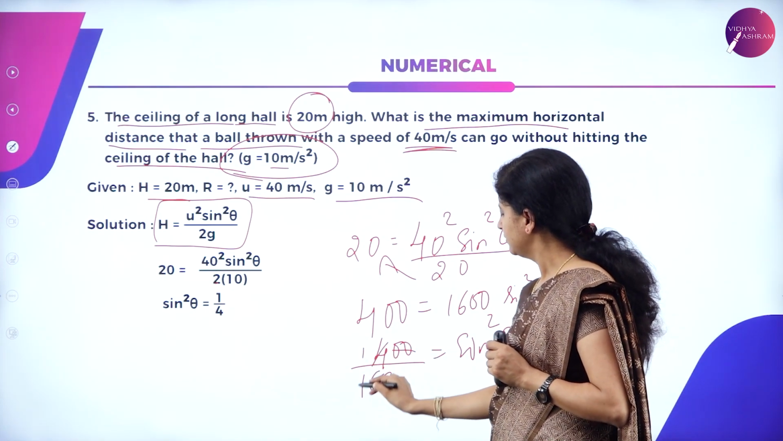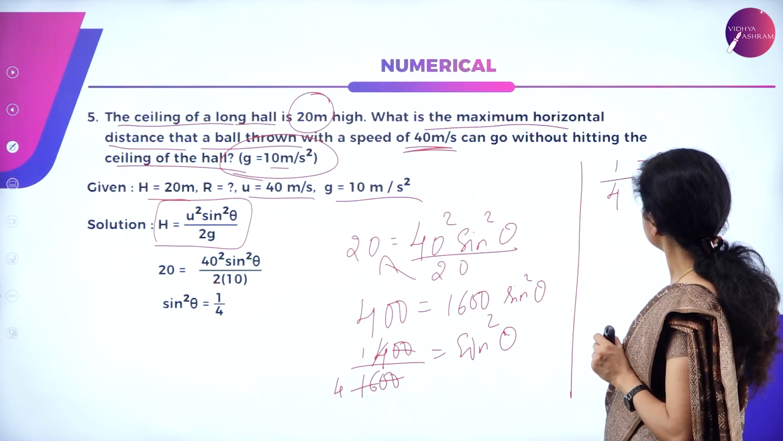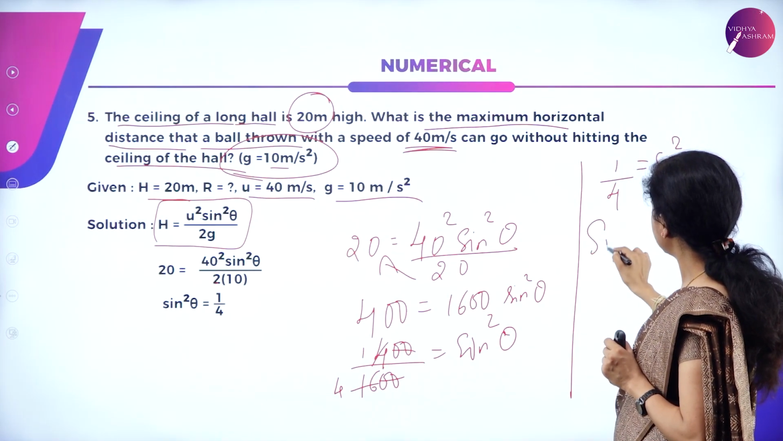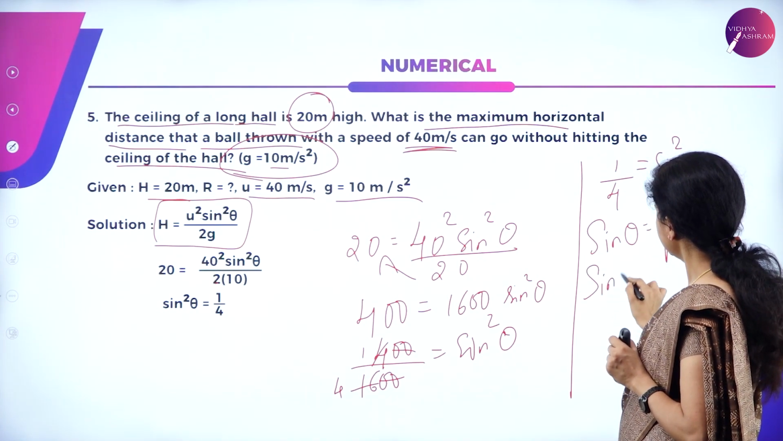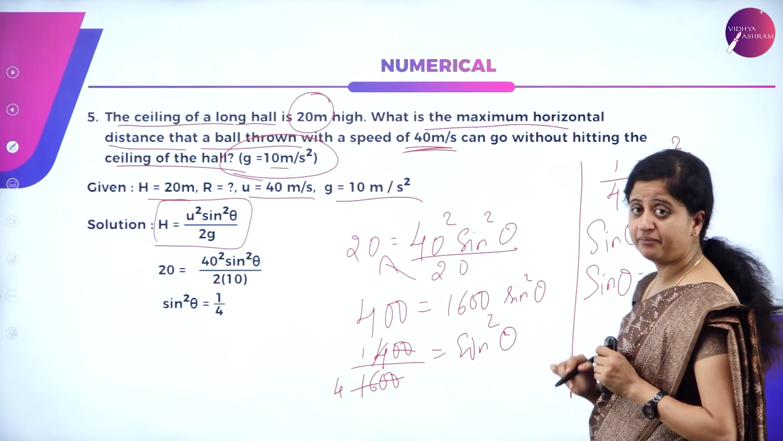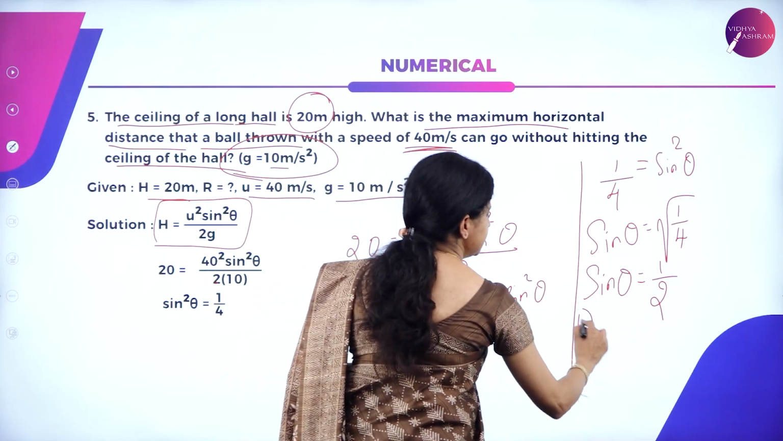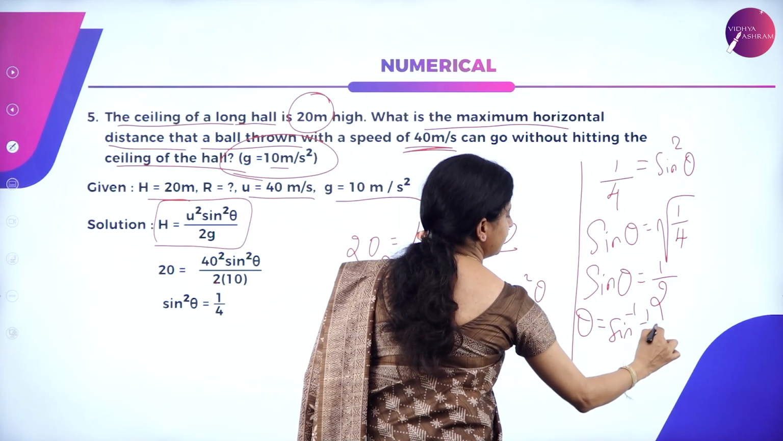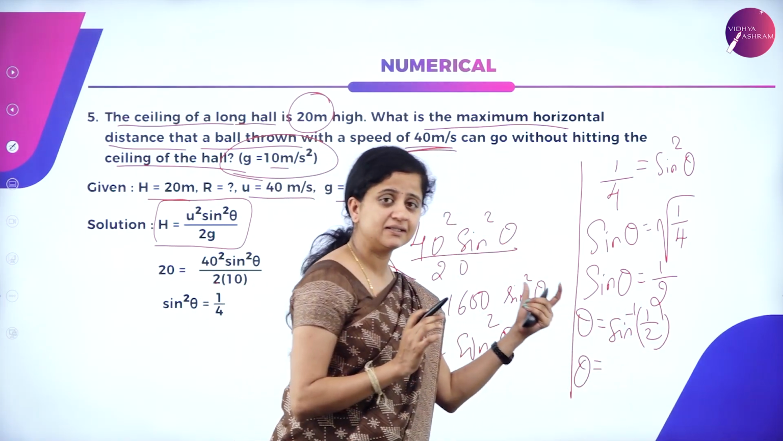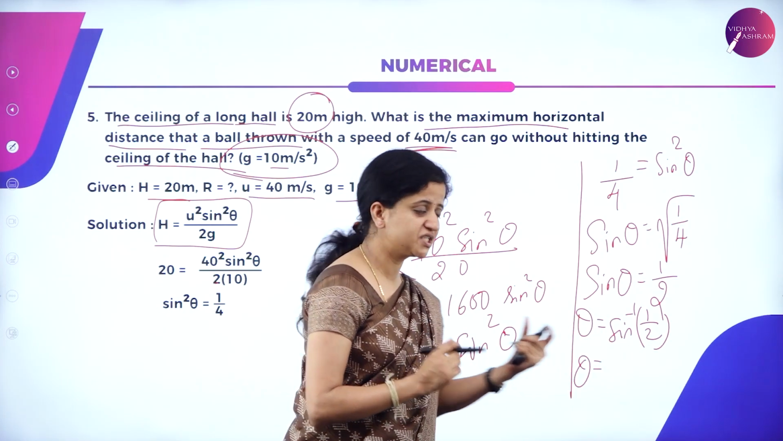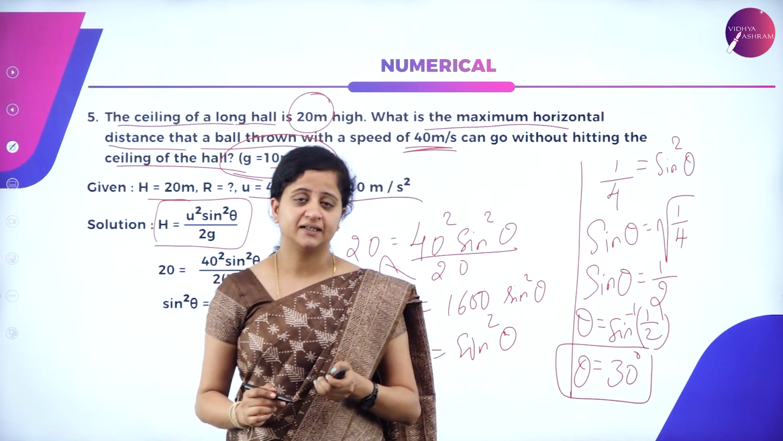We can say that 1 divided by 4 is equal to sine square theta, or we can write it as sine theta is equal to root of 1 divided by 4, or sine theta is equal to 1 divided by 2. So from this we can find the value of theta, that is theta is equal to sine inverse of 1 by 2, which is nothing but the value where we get 1 by 2 in the trigonometric table of the sine function, that is at 30 degree. So the value of theta is 30 degree.